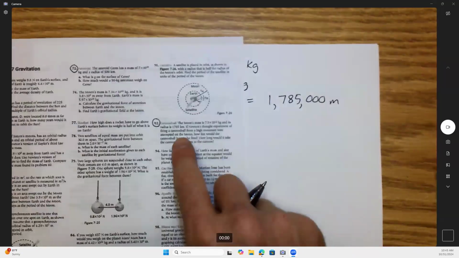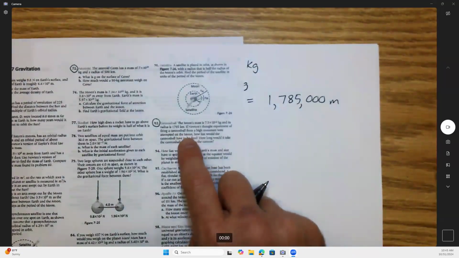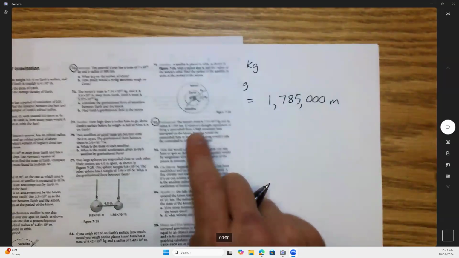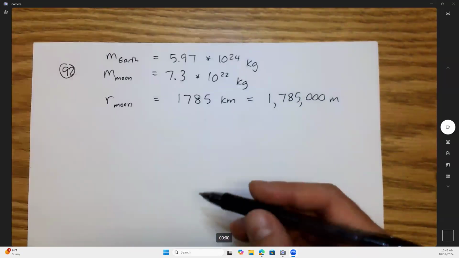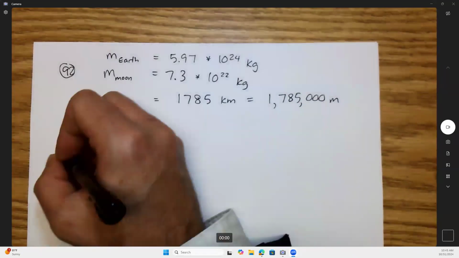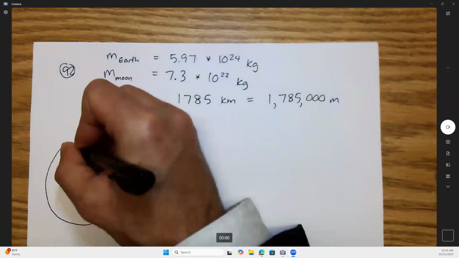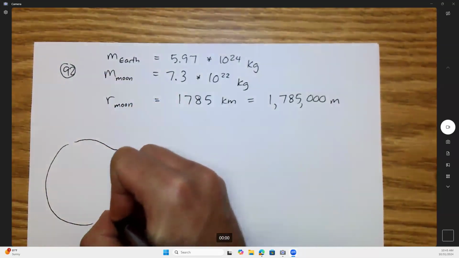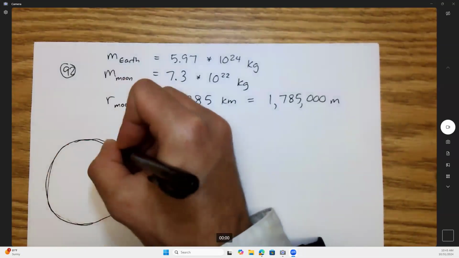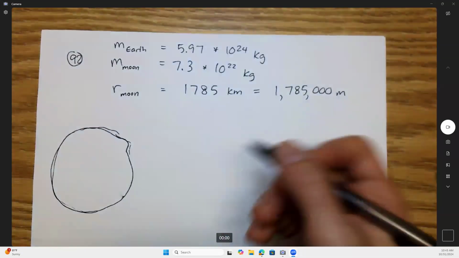If Newton's thought experiment of firing a cannonball from a high mountain were attempted on the moon, how fast would the cannonball have to be fired to go in a circular orbit? And how long would it take for the cannonball to return back to the cannon? Draw a picture for you guys. So here could be the moon. Say on the moon, there's a tall mountain right there. I don't think to scale there's a mountain really that tall, but just get the idea, right?